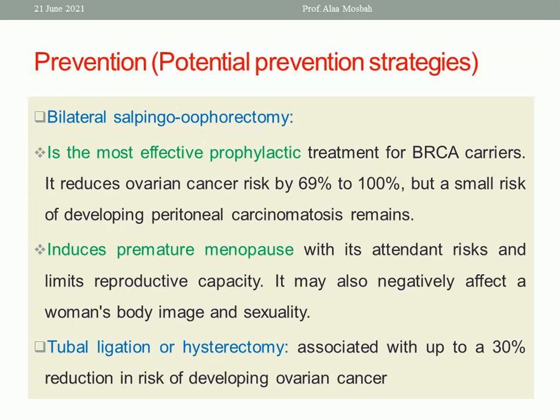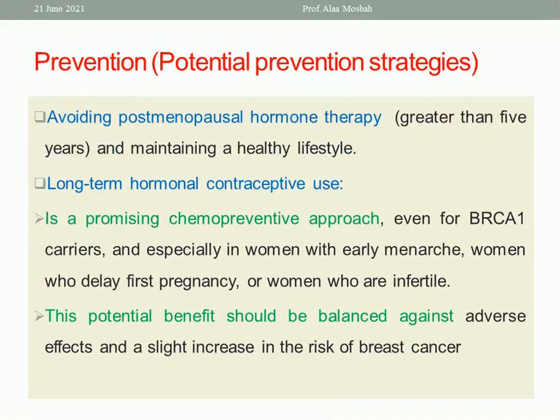Then comes tubal ligation or hysterectomy, associated with up to 30% reduction of risk of developing ovarian cancer. Avoiding postmenopausal hormone therapy for greater than 5 years, and maintaining a healthy lifestyle, would be preventive methods for ovarian carcinoma.